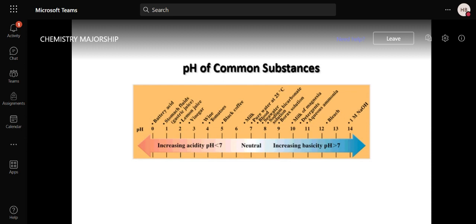How about coffee? Asan yung coffee? Ayun, coffee. Oh. Tingnan nyo. Ang pH niya is 5. So, it is acidic. Vinegar, 3. Grabe, ang taas na acidity niya. Lemon juice. Okay. Ano pa? Stomach fluids.